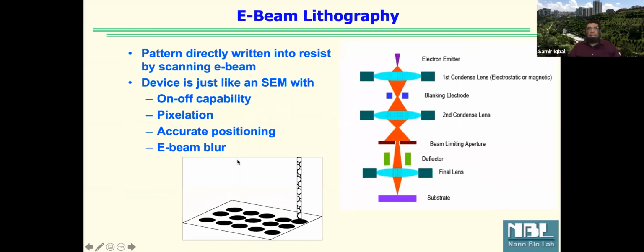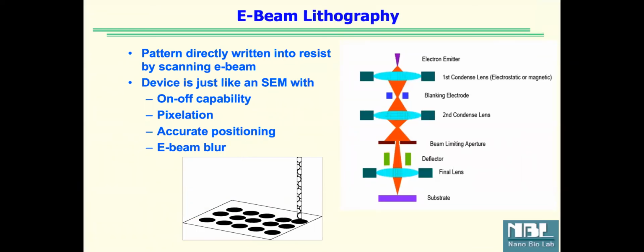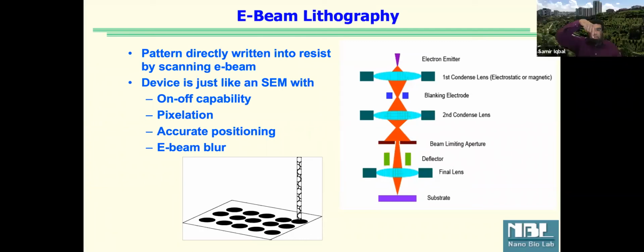Here's the example: if we have to make 15 circles, you have to go to each space and use your E-beam to write that circle, then switch off, go to the next place, and write your circle, write your circle. Instead, if we were doing UV lithography, I would just make a mask with 15 circles and flash the light once. Everything will be done. But the problem is size.